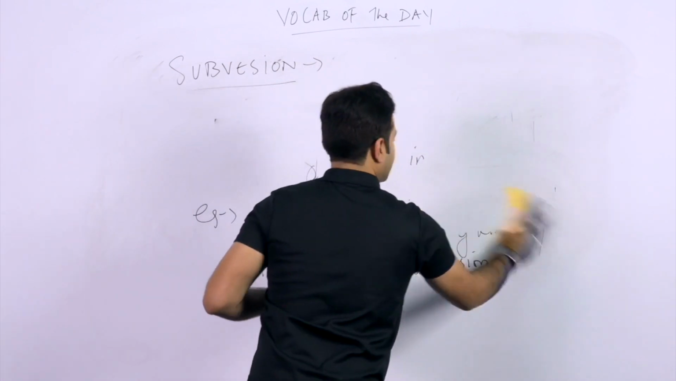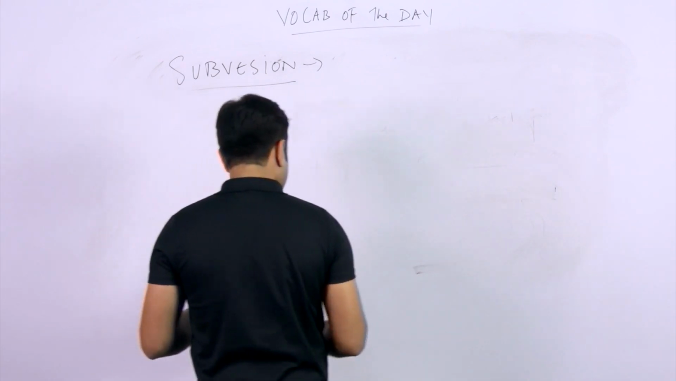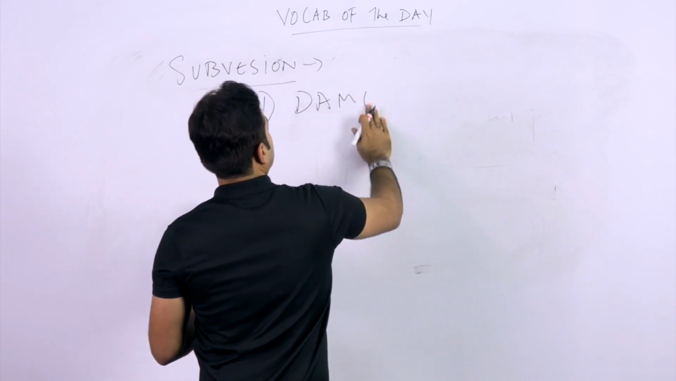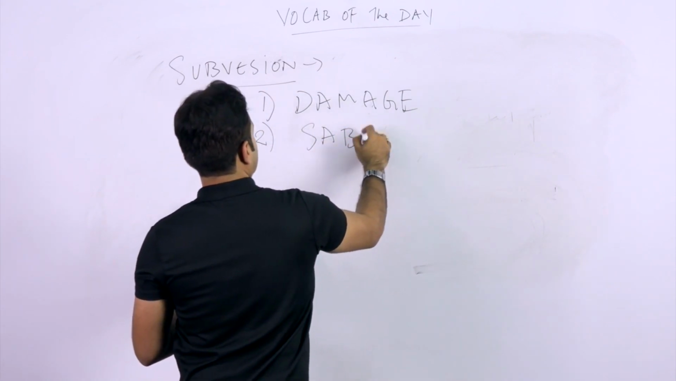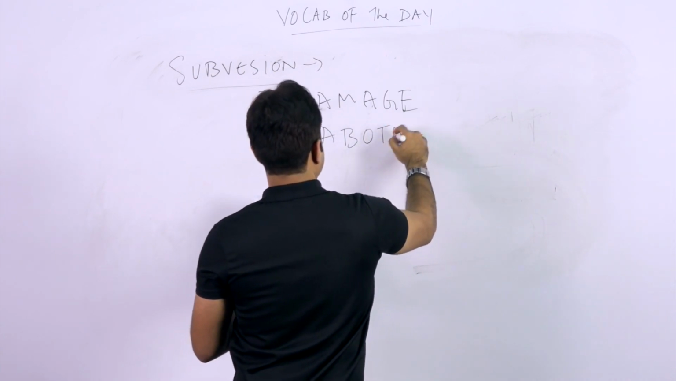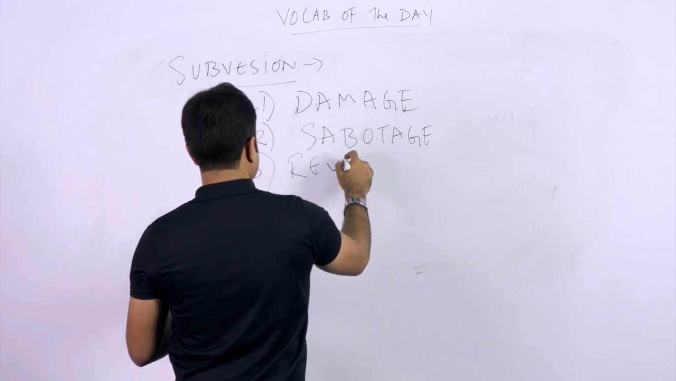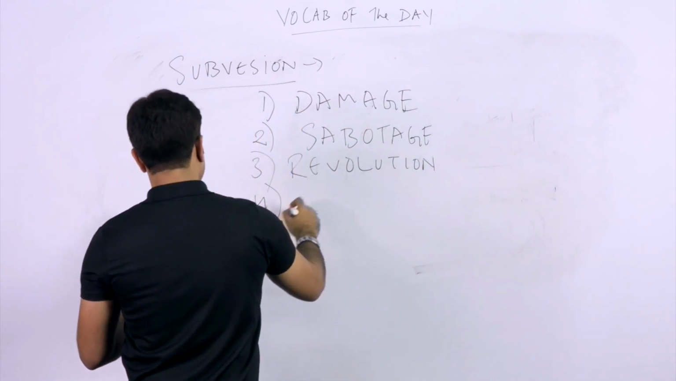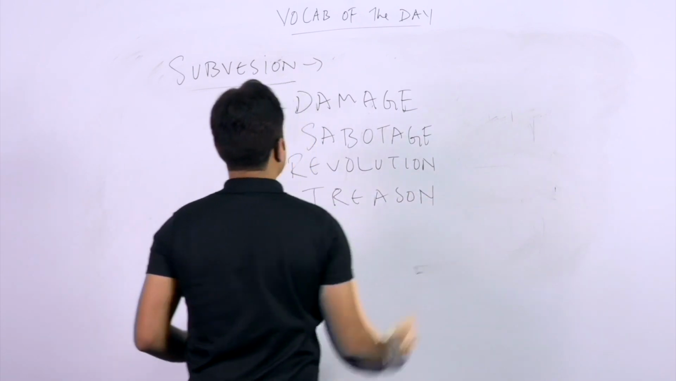Now let's talk about the synonyms. Again, I have used very simple words indeed. Why? Students, because you can easily connect with the word subversion. The first word is damage. I hope everyone knows the meaning of damage. Second word is sabotage, S-A-B-O-T-A-G-E. Third word which I have taken is revolution, R-E-V-O-L-U-T-I-O-N. Fourth word is treason, T-R-E-A-S-O-N. These are the four words.